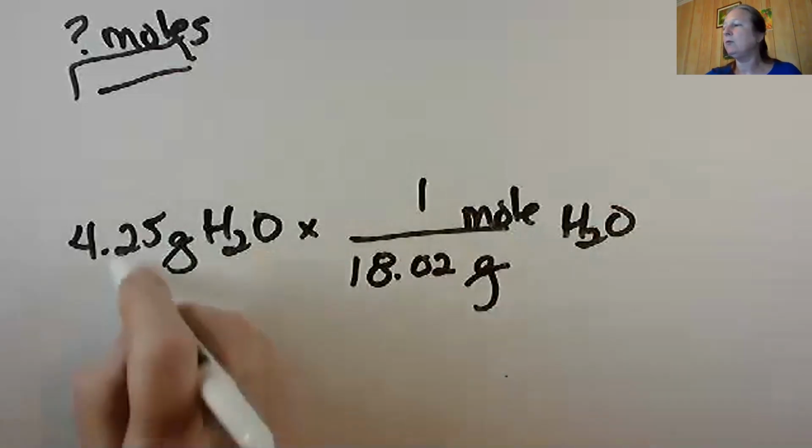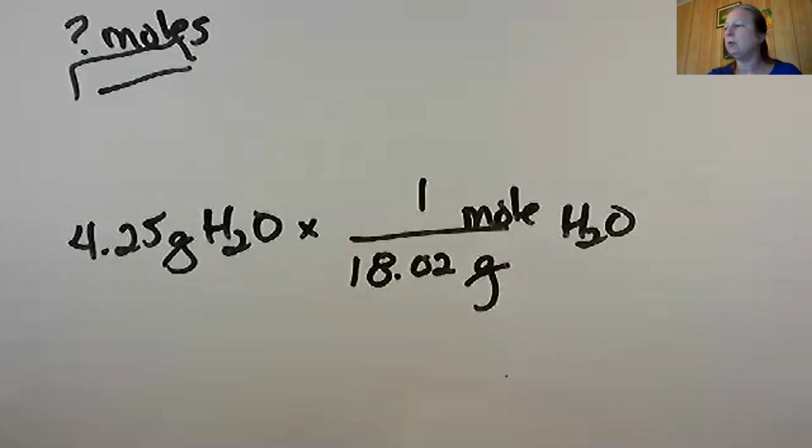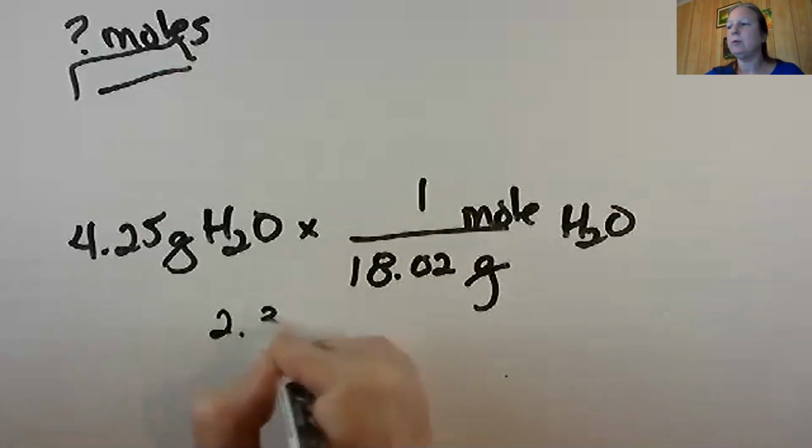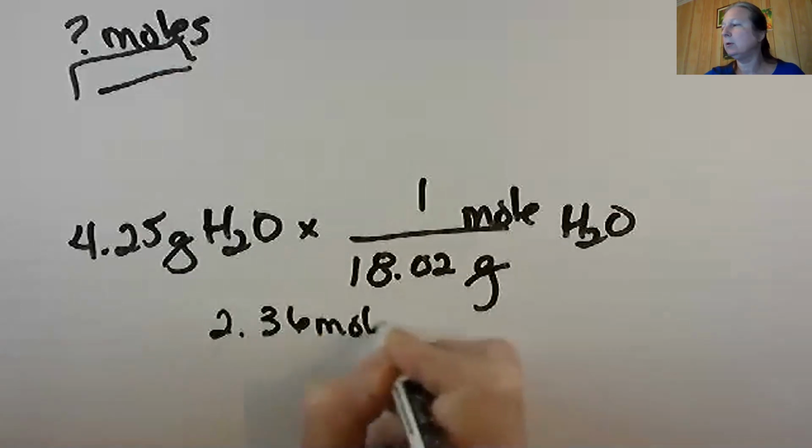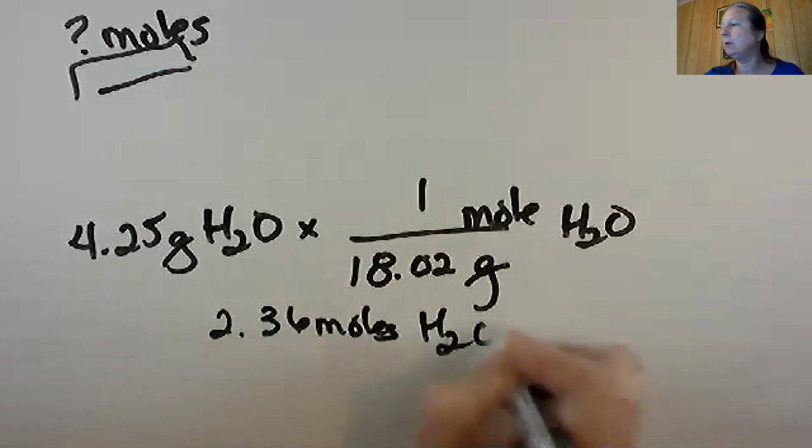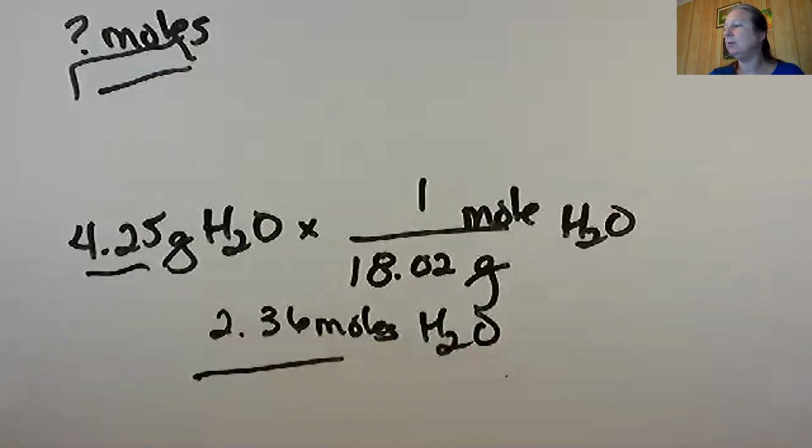So now I'm going to divide 4.25 by 18.02, and I get 2.36 moles. 3 sig figs here, 4 here. My answer is in 3 sig figs. So that's correct.